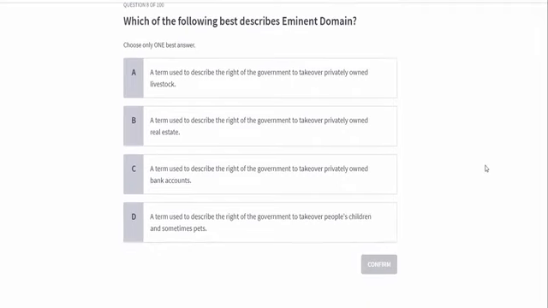Which of the following best describes eminent domain? Ooh, fun one. I love talking about this stuff. All right, so choose one of the answers, obviously. And we have four options.